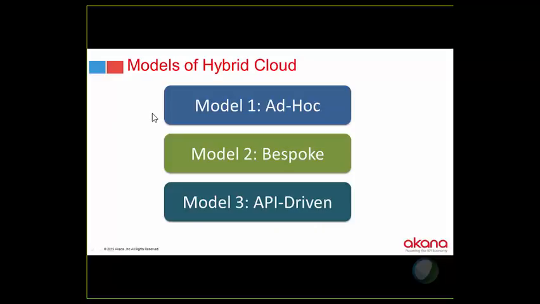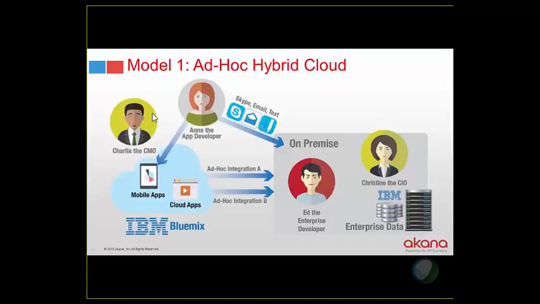Now I want to talk about how you actually realize hybrid cloud, and I want to go through 3 different models of hybrid cloud: Ad-Hoc, Bespoke, and API-driven. And I want to give you an idea about the differences across these different models, and at the end of it, I want to make a recommendation about what Akana thinks is the right model of the 3, which will be Model 3, API-driven. But let's step through the different models. Let's start with Model 1.